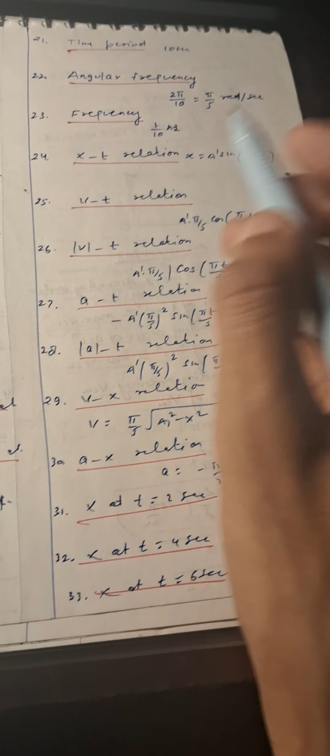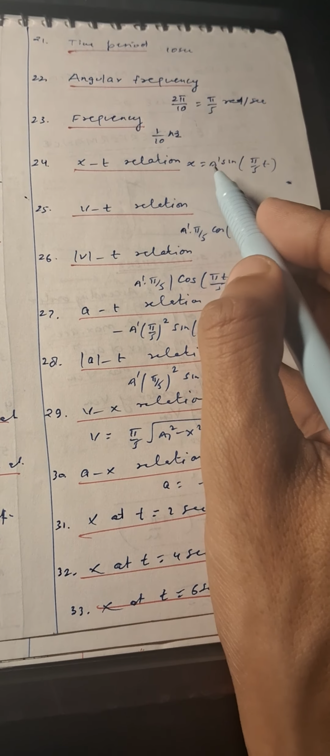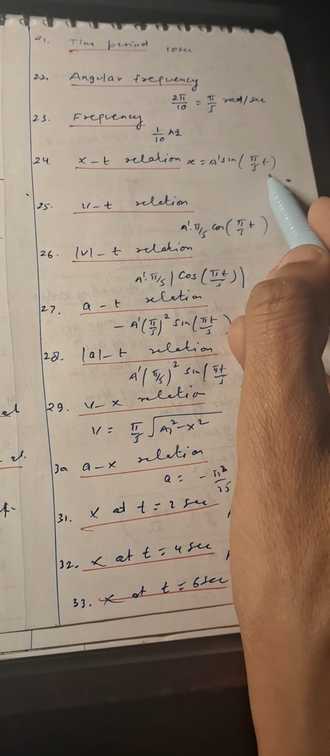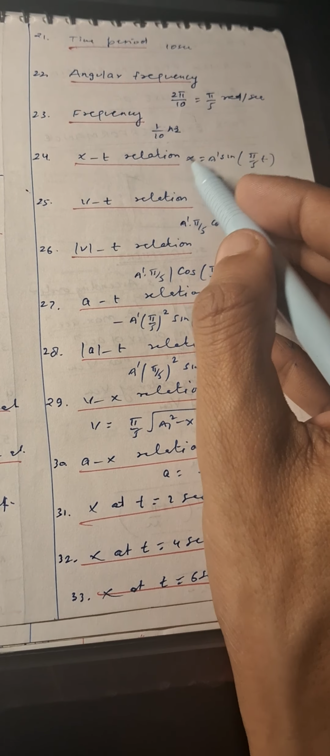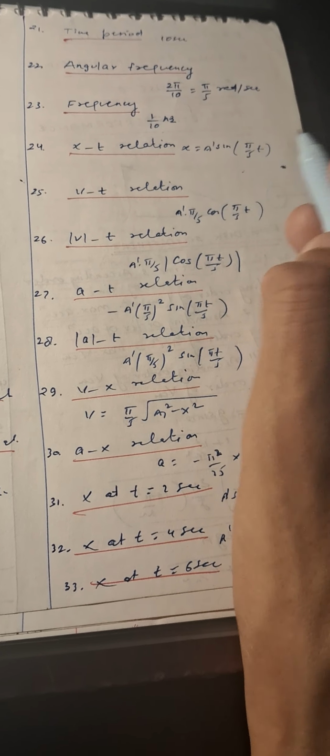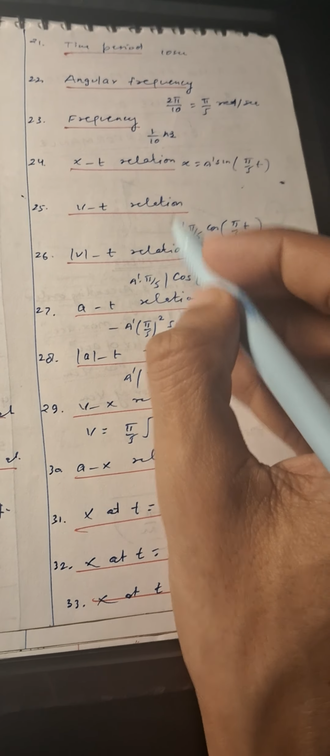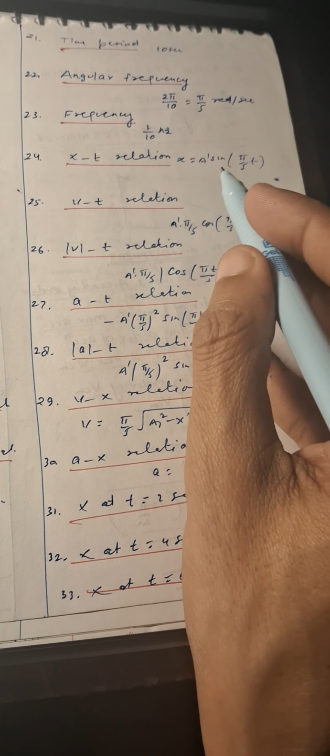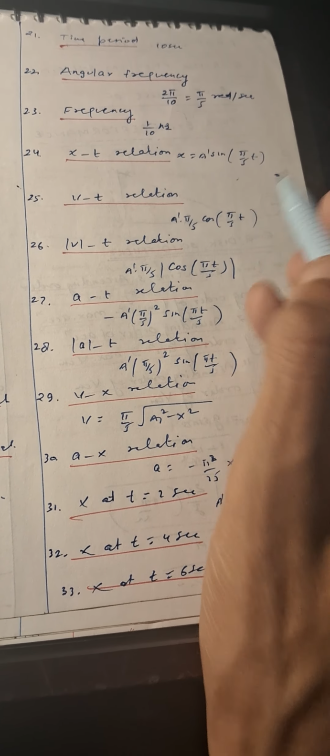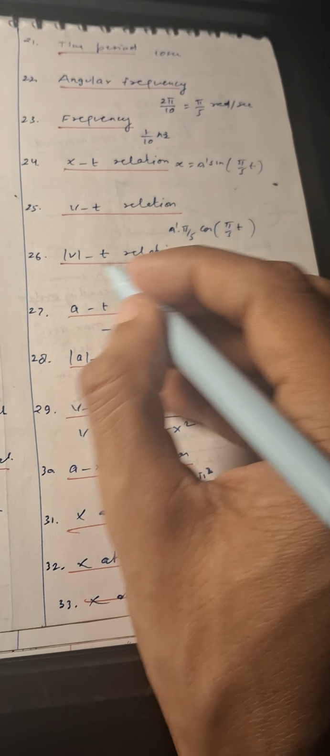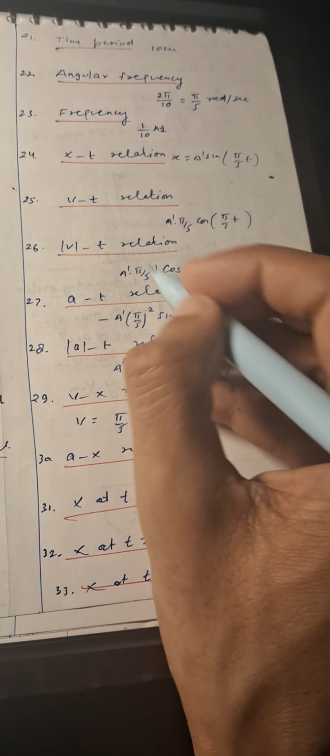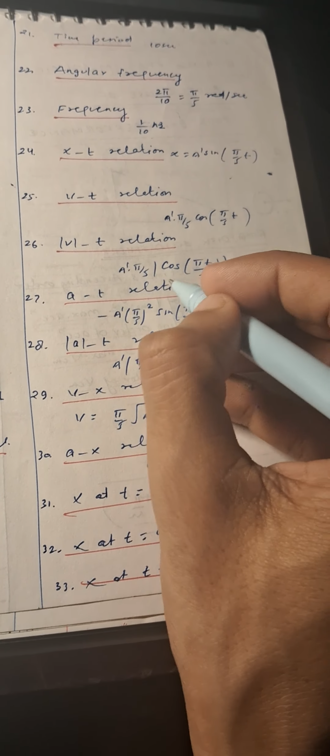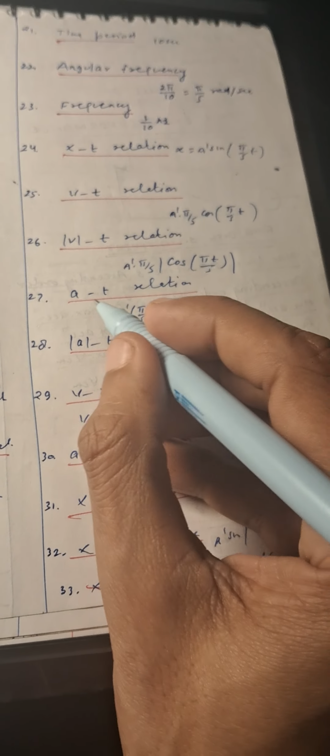Then is the xt relation. The xt relation is a sine curve, which is a dash sine omega t. Omega here is pi by 5, so x is a dash sine pi by 5 t. Then the velocity time relation. Velocity is dx by dt, so that will be a dash pi by 5 cos pi by 5 t. Then the speed time relation, which is a dash pi by 5 mod cos pi t by 5.